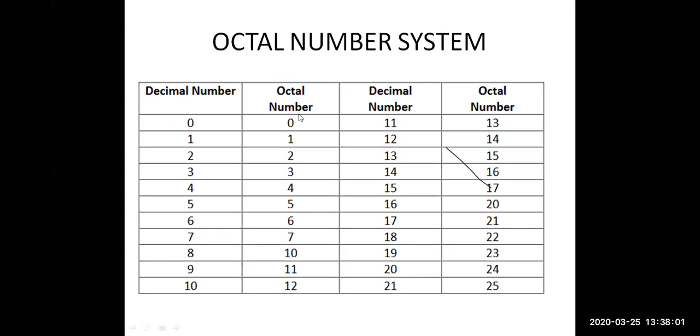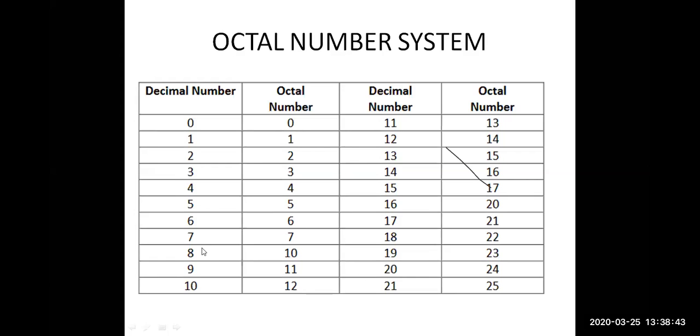Then you can see how the octal number system is represented using decimal numbers. We know that decimal numbers start from 0 and end at 9. And after that, it gets rolled over to 10, 11, and so on up to 20. Now, the equivalent octal number for all these decimal numbers is shown in the second column and fourth column. So in the second column, you can see that the decimal 0 is represented by octal 0. Similarly, up to 7, all the decimal numbers are shown in octal value also.